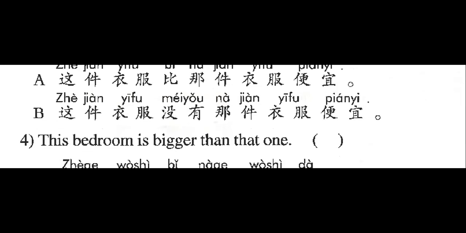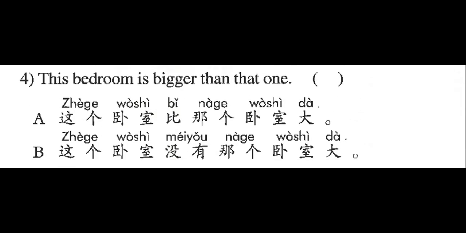We continue with number 4. This bedroom is bigger than that one. 这个卧室比那个卧室大 or 这个卧室没有那个卧室大. Again, here we have a negative, here we have affirmative. This bedroom compared to that bedroom is bigger. So in this case, we are using A.